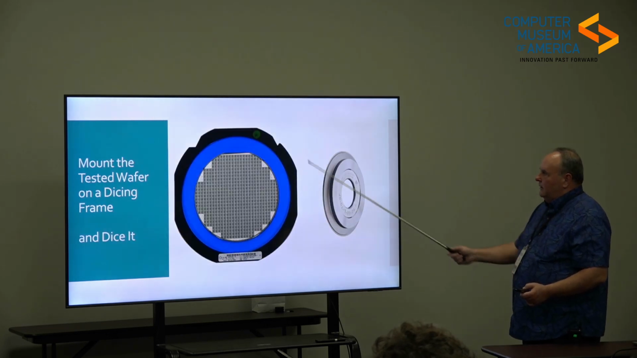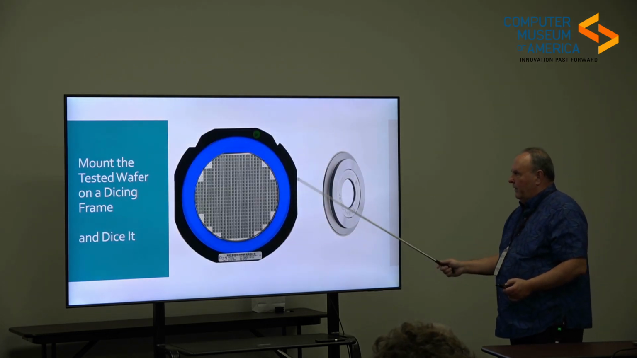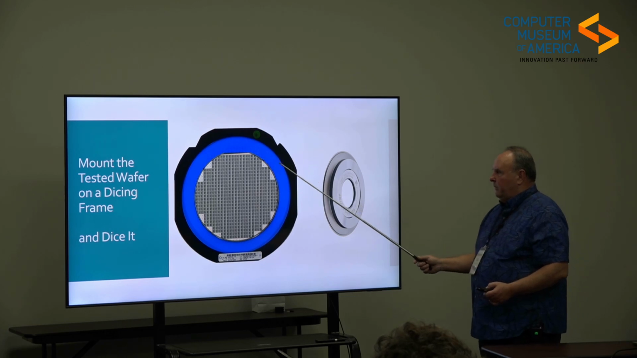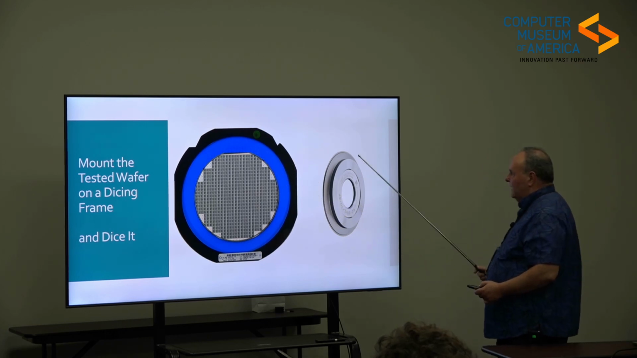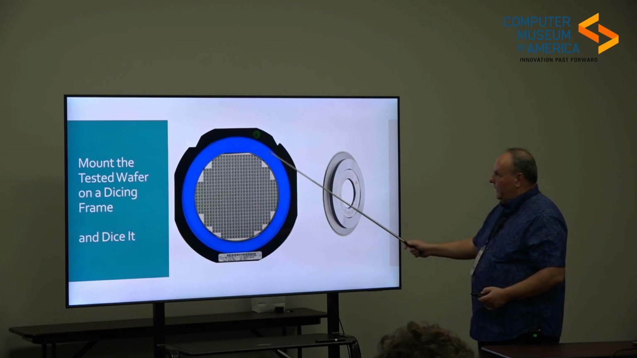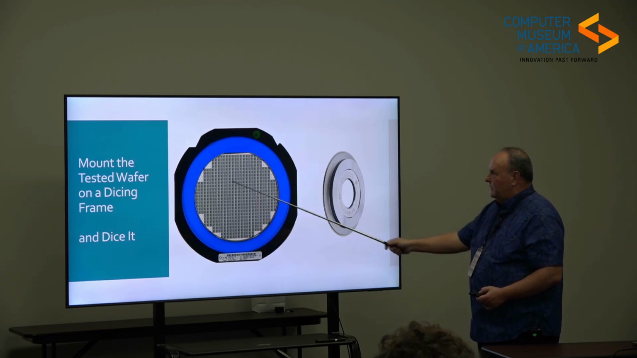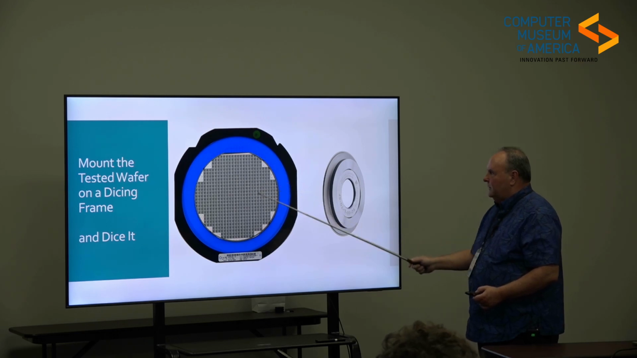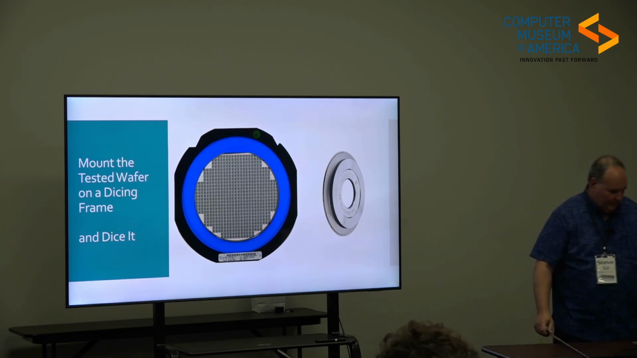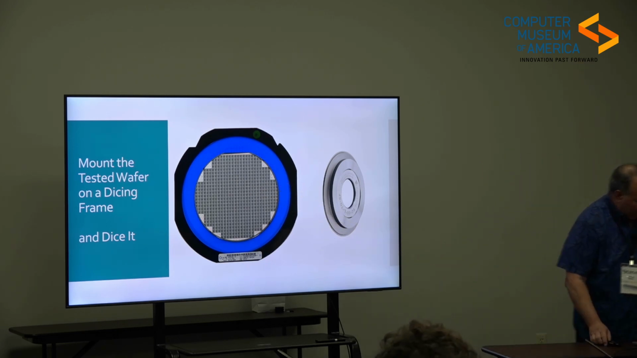So this is a wafer that has been what we call diced. This is a really thin diamond saw, and it goes and cuts this thing into rows and columns as we go through there. And I brought one just so you can see this.